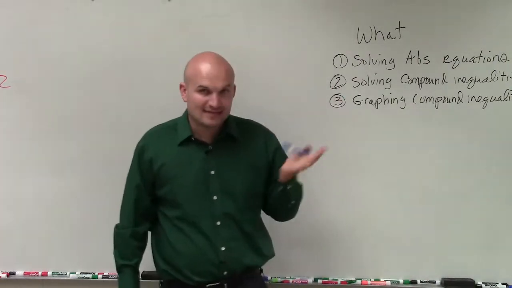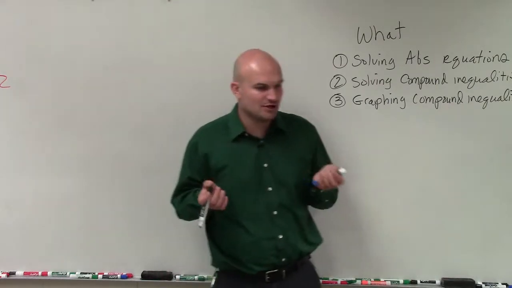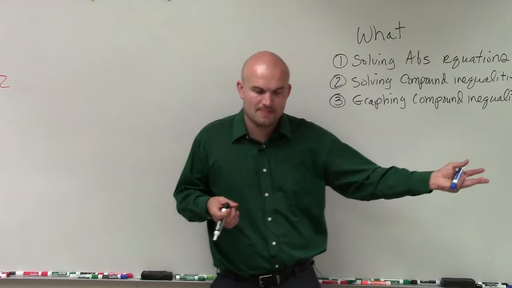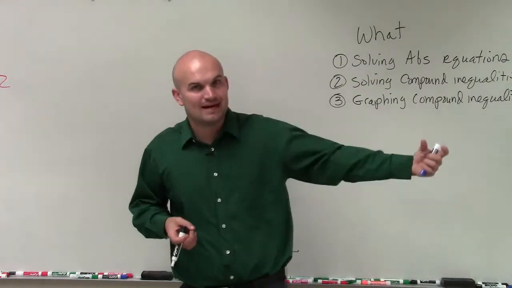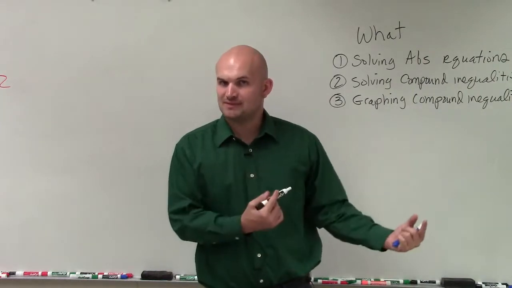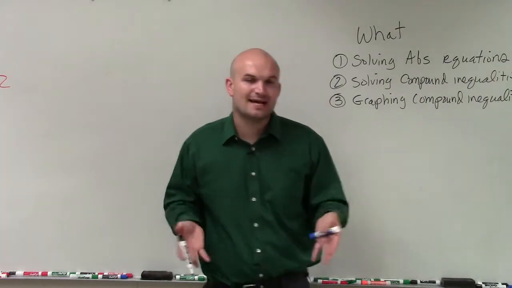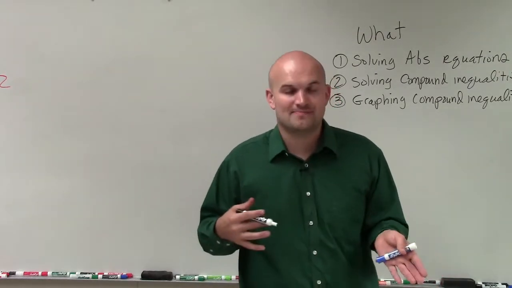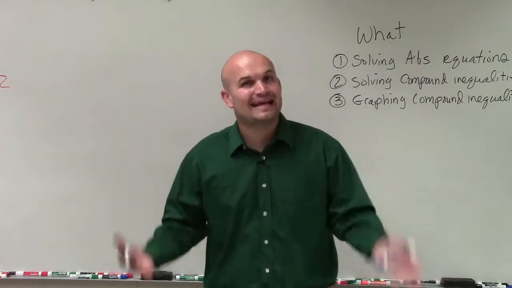The next thing is solving compound inequalities, because when we had an absolute value equation, we set up our two cases, we negated that one side, and then we could go ahead and solve. But for inequalities, once we negate that one side, we have to make sure we flip the sign. And it also depends on how the original inequality is set up, if we're going to have an or compound inequality or an and compound inequality.